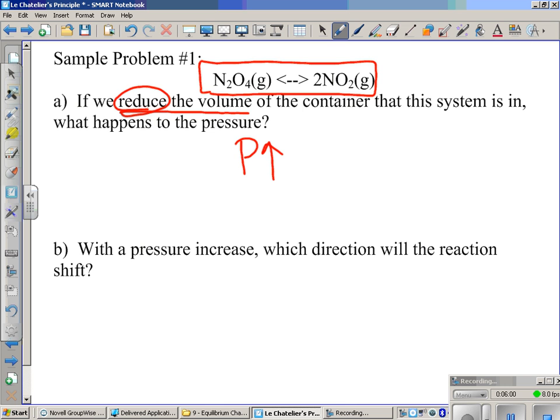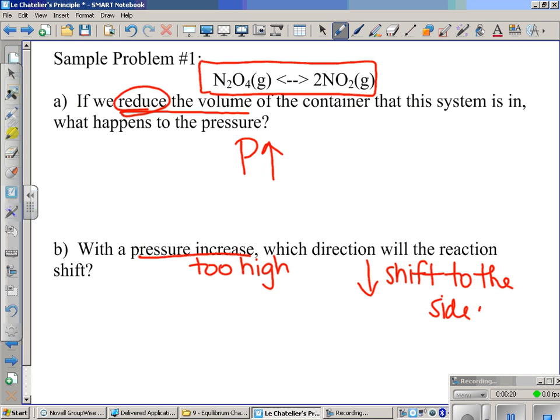So what's going to happen is, due to this pressure increase, we have to figure out how it is going to alleviate it. So again, the problem is that the pressure is too high. Think of it that way. The problem is the pressure is too high. So what does it want to do to fix it? It wants to bring the pressure back down. So to bring the pressure down, it needs to shift to the side with fewer moles. So it's going to start to make more of the side that has fewer moles.